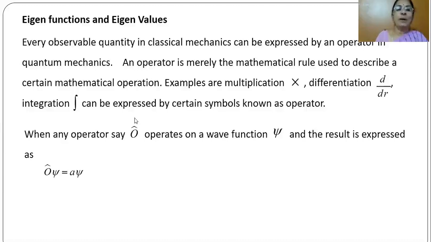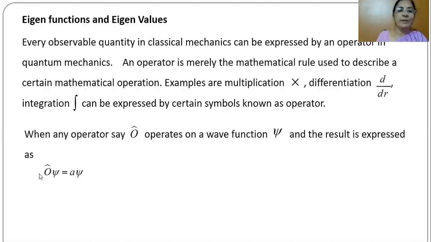Now let us say operator O. Operator O means alphabet O should be written, and at the top of the letter you should write a cap, an up arrow. So any letter with up arrow represents an operator. This operator's duty is to act on the wave function and produce a result. Now let us take the operator O. It is going to operate on the wave function psi, and the result can be written like this. Operator O acts on psi, produces a result A psi. Operator O psi is equal to A psi.